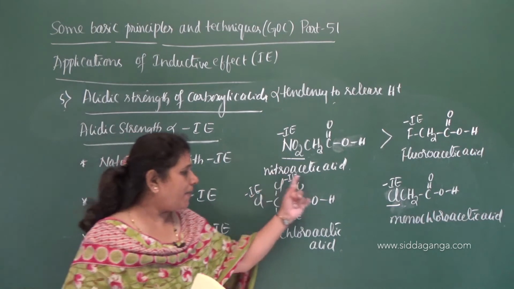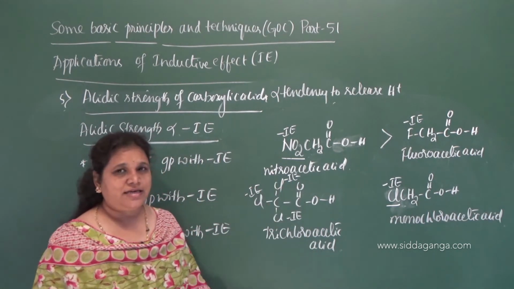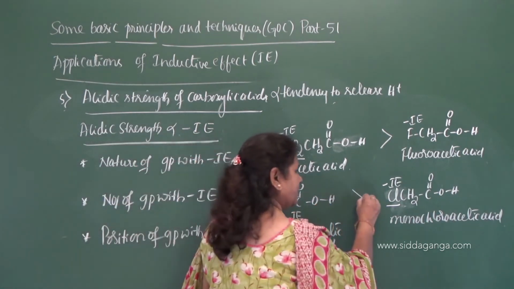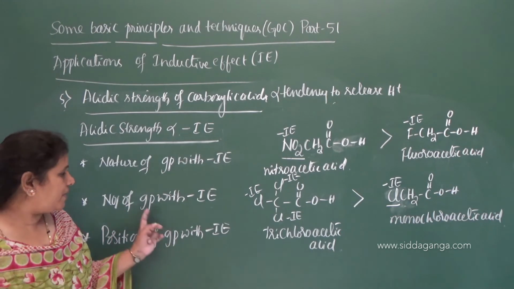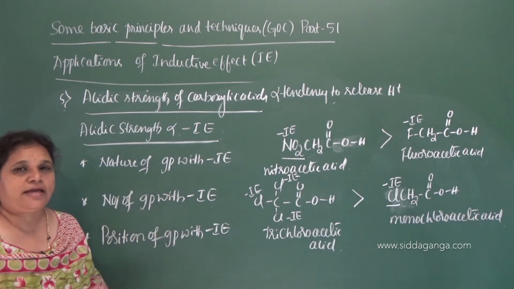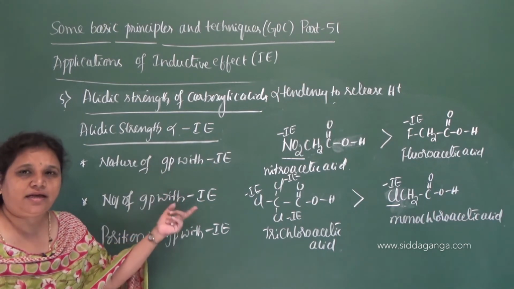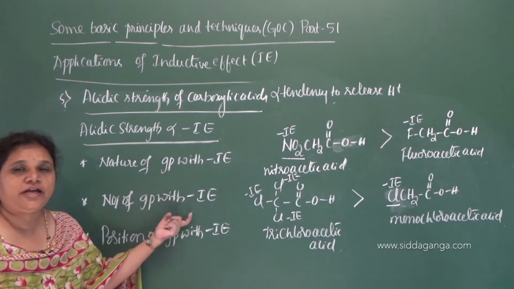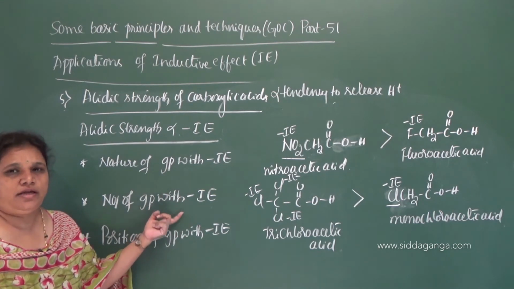Therefore here the magnitude of minus I effect is more. When the magnitude of minus I effect is more, definitely it is more acidic than chloroacetic acid. Again, it depends on the number of groups with minus I effect. As the number of groups with minus I effect increases, the magnitude of negative inductive effect increases, and the acidic strength also increases.